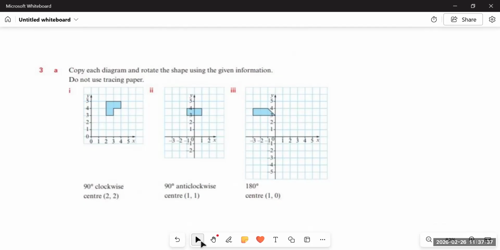Here we are provided with a shape and it's a composite figure. The first one says 90-degree clockwise rotation at the center 2, 2. So where is 2, 2? Here it is. Here is the center. And since we have to rotate it 90-degree clockwise, what we will do, we will draw a line over here. Okay. After that, we will draw a line here because it's a 90-degree clockwise. So here we will make the 90-degree angle like this. And now how we will rotate it? So it will look like this.